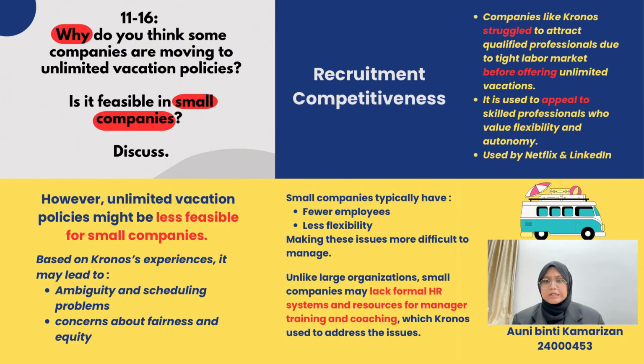However, unlimited vacation policies are often less feasible for smaller companies. Based on Kronos' experience, such policies can lead to ambiguity in scheduling, as well as concerns about fairness and equity among employees. Small companies usually have fewer employees and less flexibility, making it actually harder to manage workloads when multiple employees take time off. Unlike large organizations, small companies may also lack formal HR systems as well as resources for manager training and coaching, which is essential to manage unlimited vacations effectively.